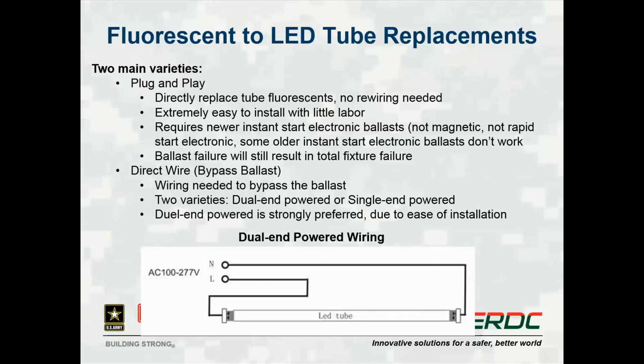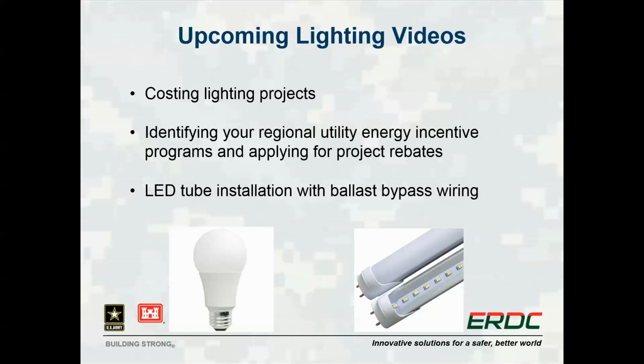The second option is for direct wire tube lamps. The ballast must be removed for these lamps, which adds cost, but also removes the potential for future failure of this component. There are two varieties of the direct wire type LED tube lamps. These are dual end powered and single end powered. While both of these cost about the same amount, the dual end powered variety requires much less wiring work and is therefore preferred. This concludes the building lighting overview.